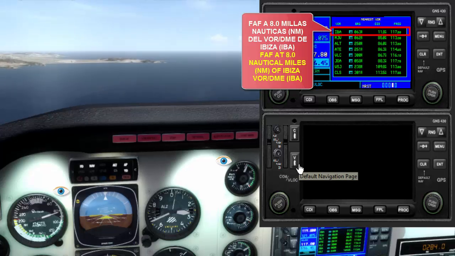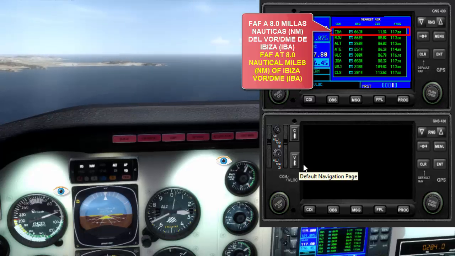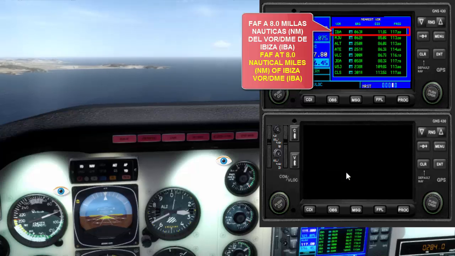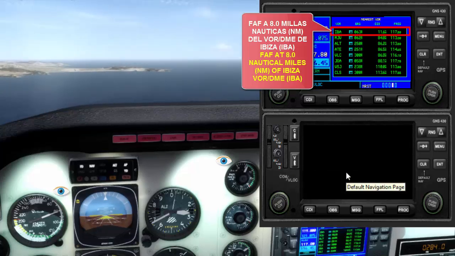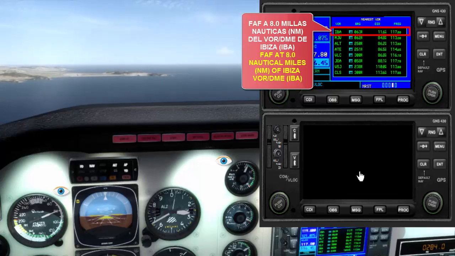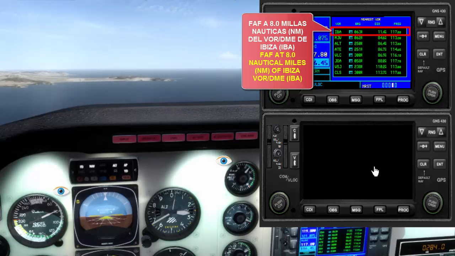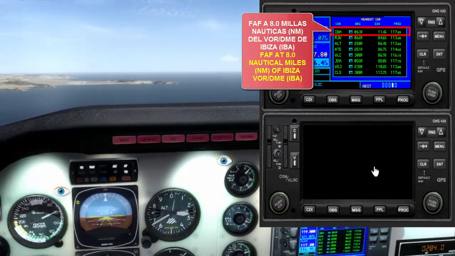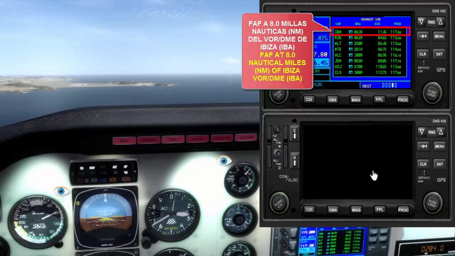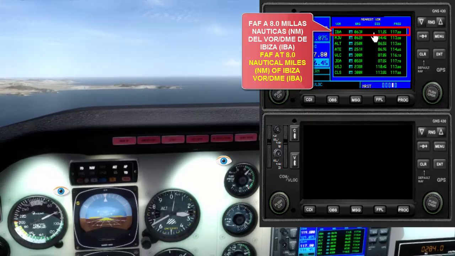Take a look at the manifold pressure instrument, take a look at the anemometer instrument, because I want you to control the black lever to reduce the gas, to cut the gas. And remember, we reach the final approach fix when we are 8 nautical miles from the IBIZA VOR DME. And you will need to take a look at that all the time.